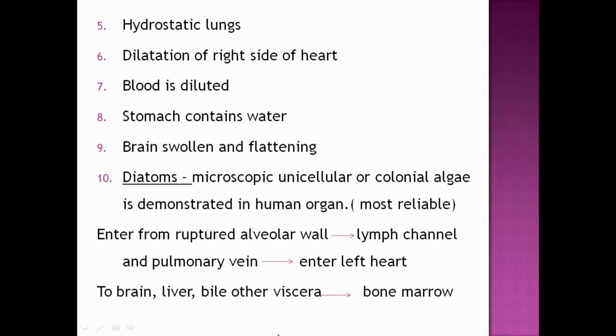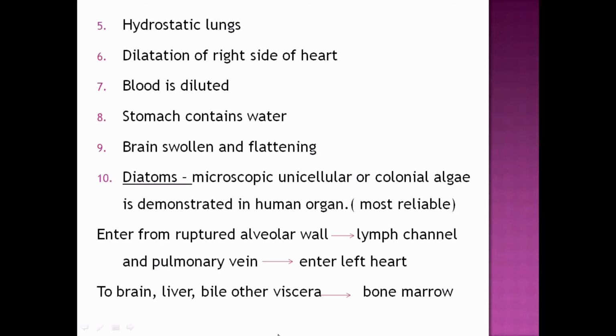Okay, diatom is a microscopic unicellular or colonial algae. It is an algae which is present in different regions; in a different region, a different type of algae is present. Now why is this important? First, we can find out it's a case of antemortem drowning. Second, we can even find out which place the person drowned. In a particular place, a particular algae is present.